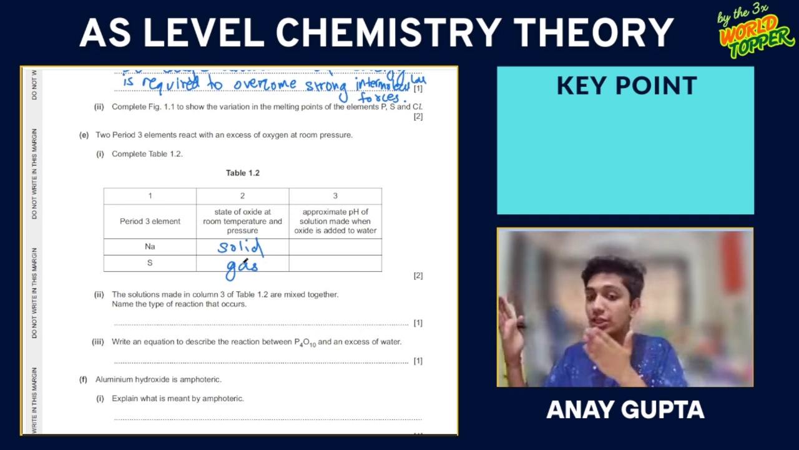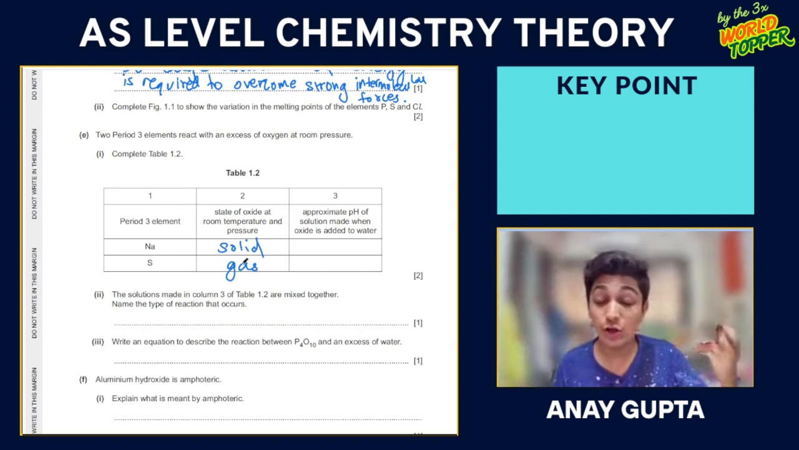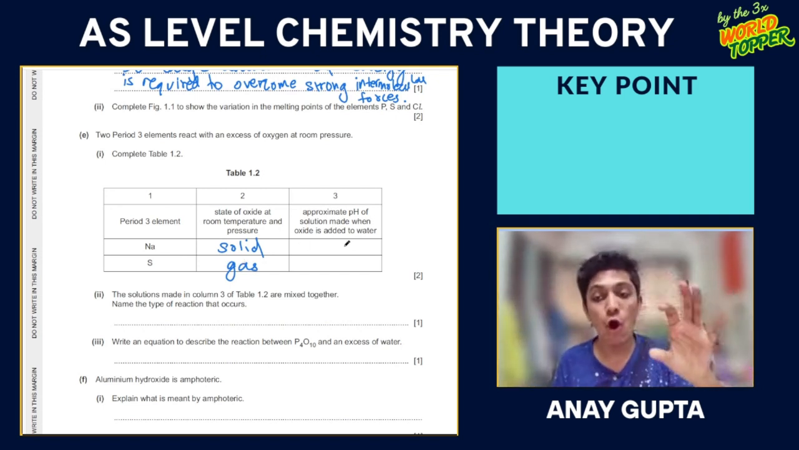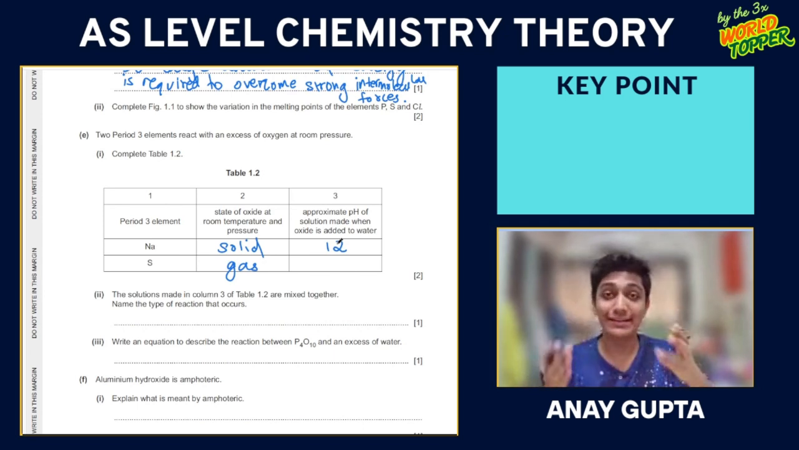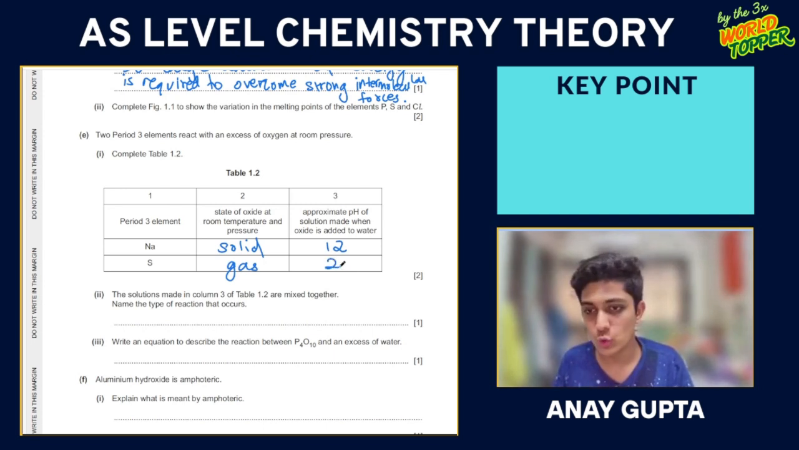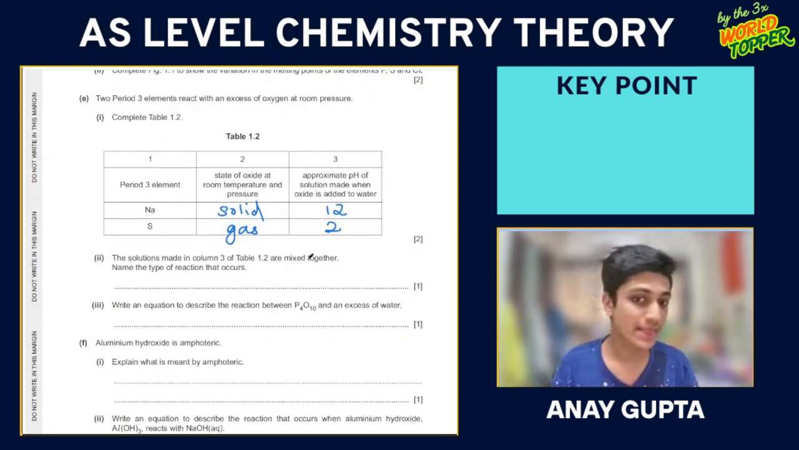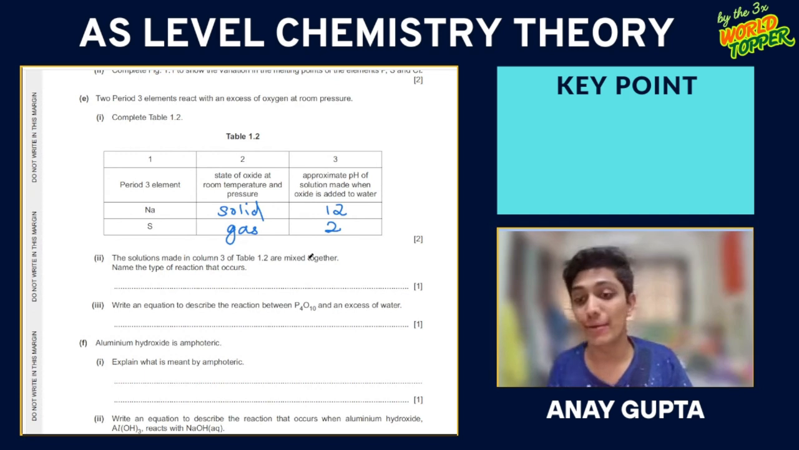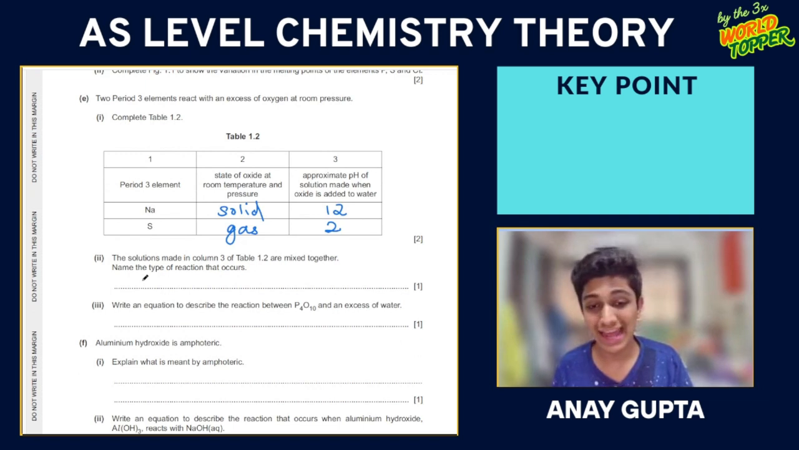Now, when I add that to water, Na2O will give me NaOH and hydroxide. The hydroxide will be basic, and this will be a strong base. So that can be approximated to a pH of, let's say, 12. And sulfur, SO2 or SO3, will give me a strong acid like H2SO4 or H2SO3. So I can say that has a pH of about 1 or 2, right? Because it is a strong acid. Okay, so these are the approximate pHs that we can estimate. Next, the solutions made in column 3 of table 1.2 are mixed together. So an acid and a base, if they are mixed together, there will be an acid base reaction or a neutralization reaction.